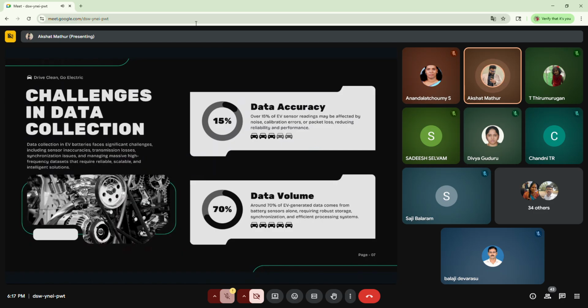The second is data volume. Interestingly, nearly 70% of all data generated in an electric vehicle originates from its battery sensors. This concentration creates a heavy load on storage, synchronization, and processing systems, making efficient data handling crucial. Together, these two challenges highlight why intelligent data management is essential to unlock the full potential of EV sensor data.